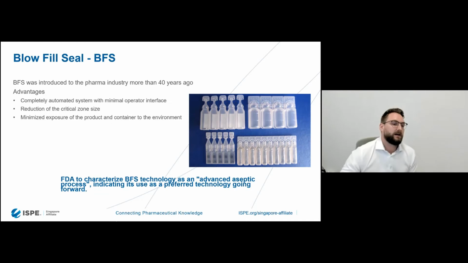So the BFS at a high level is very different than a RABS or an isolator. It's a completely contained system where plastic containers are blow molded, filled with liquid, and sealed in one continuous operation under aseptic processing conditions. So it's a completely automated system with little to no operator interaction. The critical zone is very much reduced in size, and it minimizes the exposure of products to the external environment. We'll take a look at that. It's difficult to explain if you've never seen one, but we have a video here.